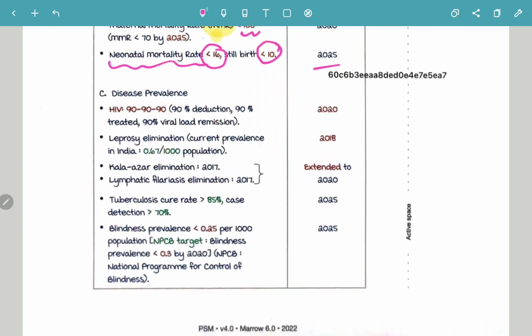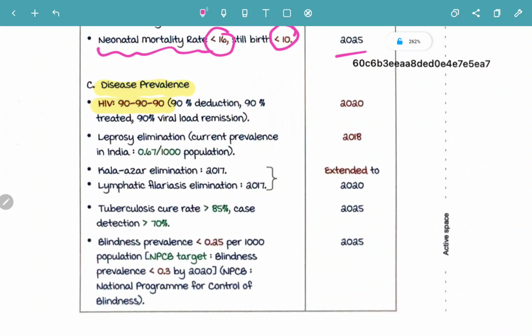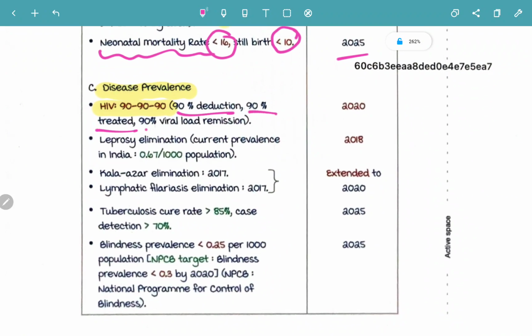Next, moving on to disease prevalence. What is our target? In HIV we have the 90-90-90 strategy. What is the 90-90-90 strategy? 90% detection of HIV cases, among the detected, 90% must be treated, and among the treated HIV patients, 90% must have viral load suppression. This must be achieved by 2020.